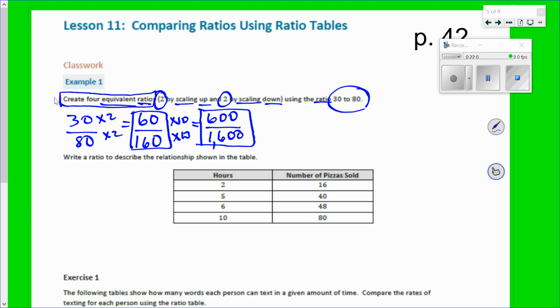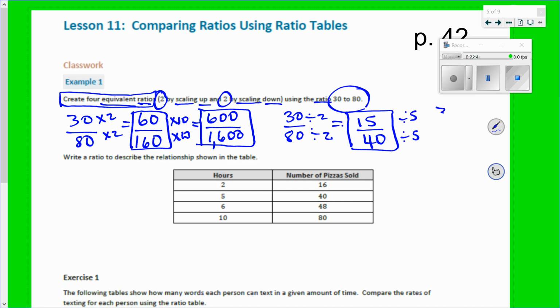Let's scale down. What can we do to scale down? Sarah? Divide by 2. Yes, let's go back to our original and divide by 2. Which gives you what? 15 and 40. 15 to 40. Good. Anything else? Look at 15 to 40. Yes, Christine. Divide it by 5. Bingo. All right. And that gives you what? 3 to 8. There you go. Those are your 4 ratios. Scaled up 2, scaled down 2. All right.